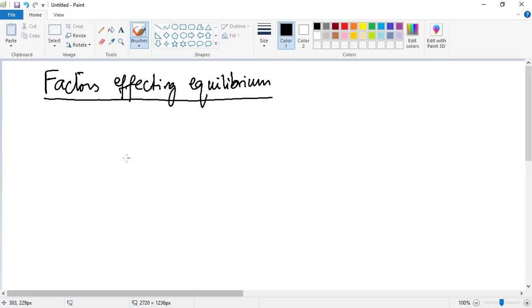I will focus more on those. So let's just list a few points about these factors like temperature, concentration, pressure, and then I'll explain all these with examples like the Haber process and contact process.